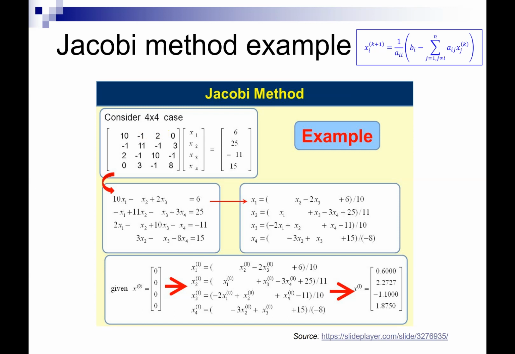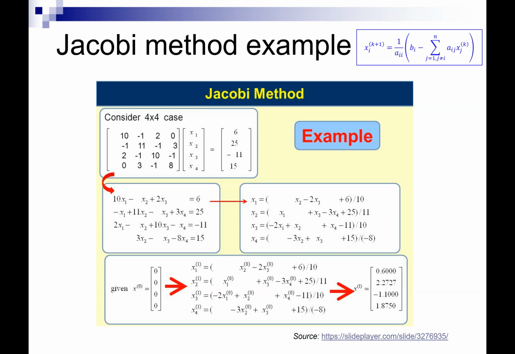The way you do the Jacobi method is you take all of these diagonal elements and take them away, so you take away the 10, 11, 10, and 8. That leaves you with all of the non-diagonal elements, and then you multiply that matrix with x, and that gets you the next iteration of x.